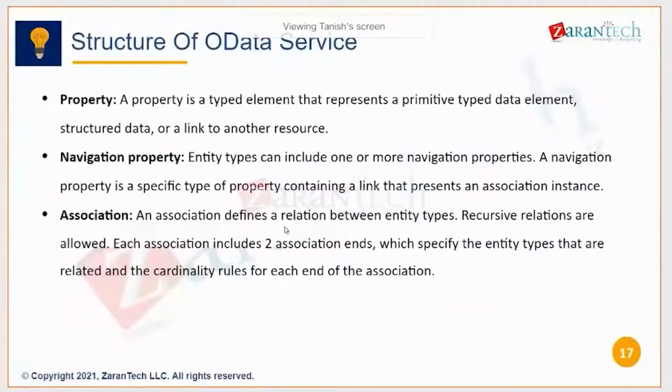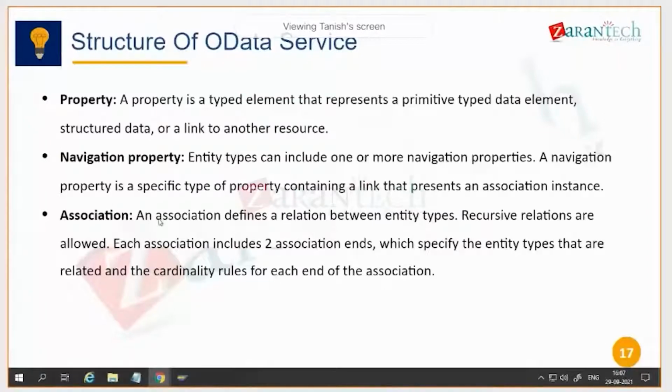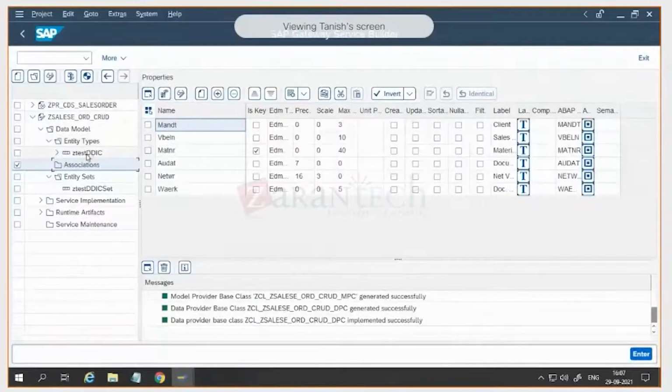Association. An association defines a relation between entity types. So if you have more than one entity, like a sales order header, item, and other item details, in that case you want to establish a navigation. Once the header item is created, it should navigate to the line item level. So that type of association is created. Basically, the navigation properties are maintained within associations.